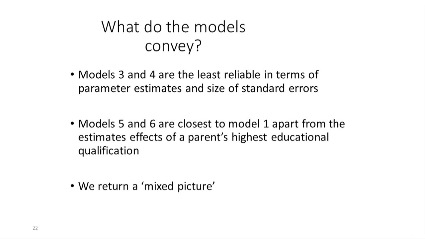And what do the models convey? Well, models 3 and 4, the ones based on the complete cases, case D in my diagram, were least reliable, largely because you've lost a lot of sample members, so the standard errors are going to be larger anyway, but the parameter estimates don't match up very closely with the benchmark parameter estimates. If anybody can tell me of a good way of conducting a holistic comparison of parameter estimates in conjunction with their standard errors when you're comparing one model with another, I'd really appreciate that.